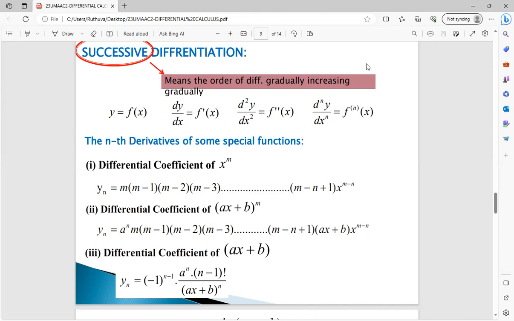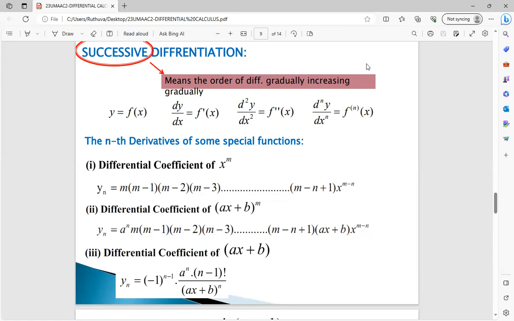Next, we are going to see the differential coefficient of (ax+b)^m. Similarly, we take a as the coefficient of x. So up to the nth order, we get a^n, and similarly the function like the above step: m(m-1)... (m-n+1) into (ax+b)^(m-n).